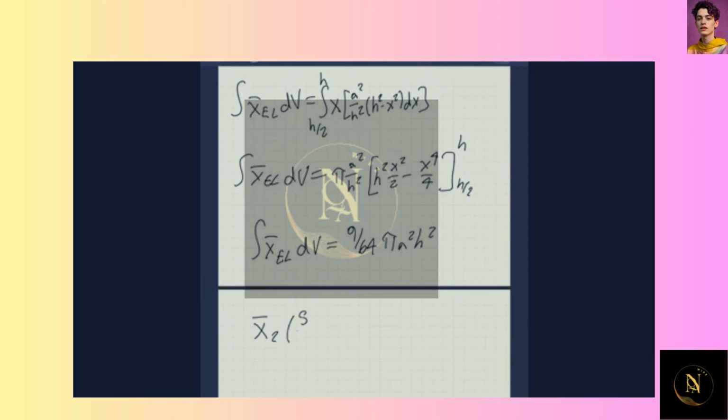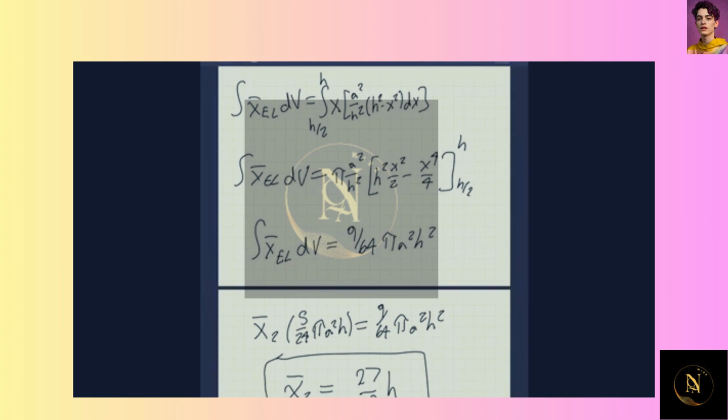Now we can plug everything in and find the centroid of this second component. We have the volume 5/24 pi a squared h is equal to 9 over 64 pi a squared h squared. We get the centroid of the second component is equal to 27/40.